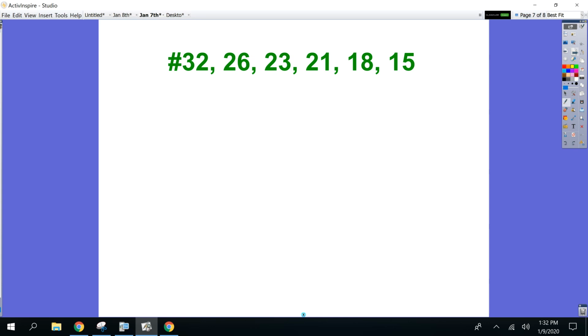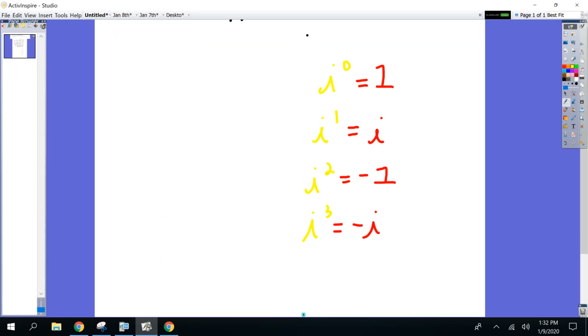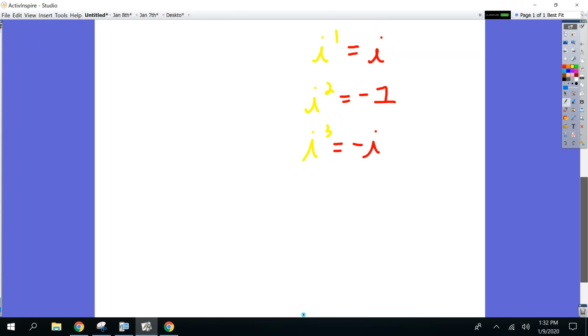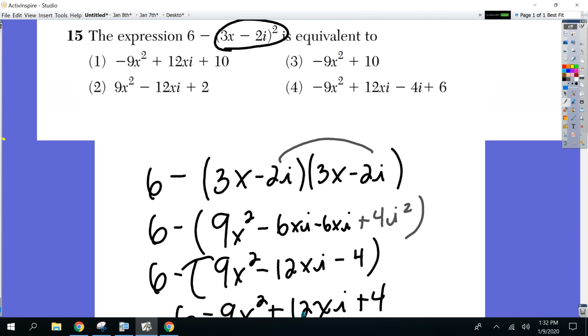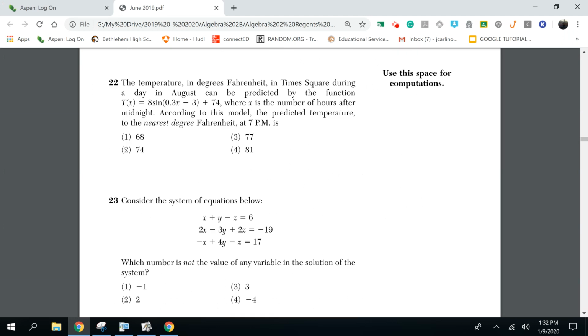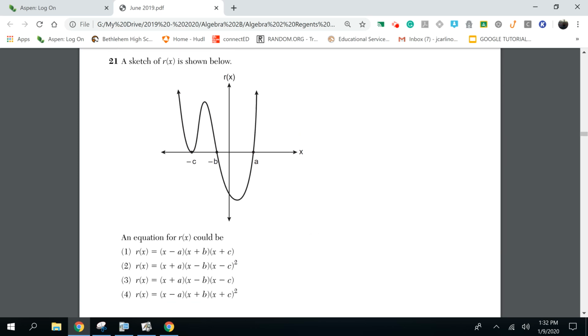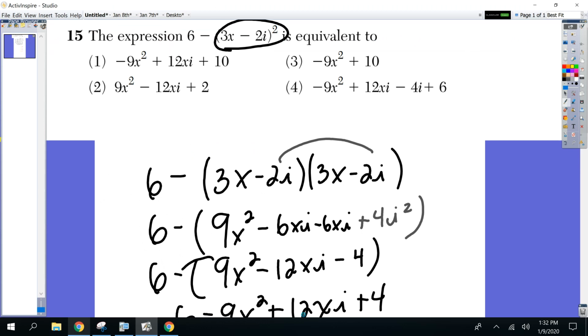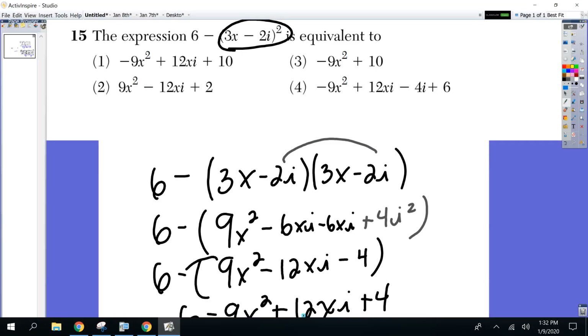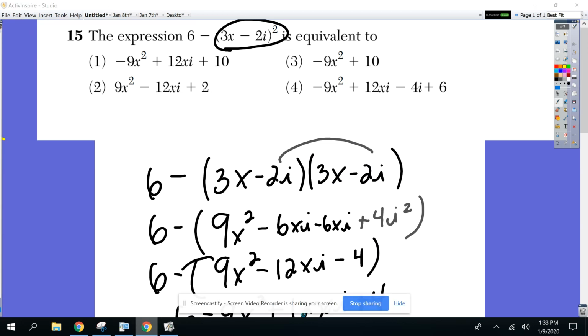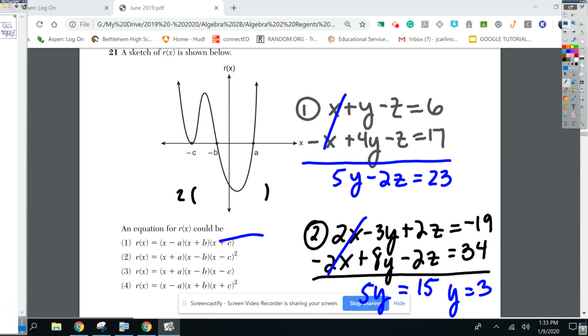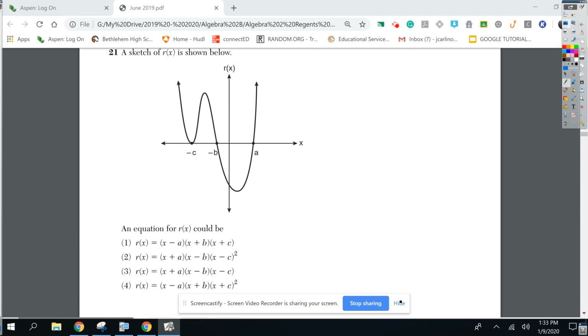21. Here we go, everyone. 21. Okay, here we go with 21. What's an equation of this graph? Eventually. Okay, I want that to stay there. Okay, we're ready. Here we go. Okay, what's the equation of that graph?